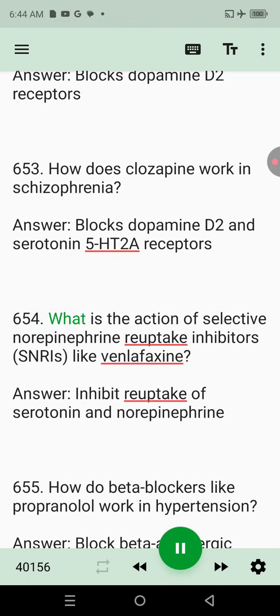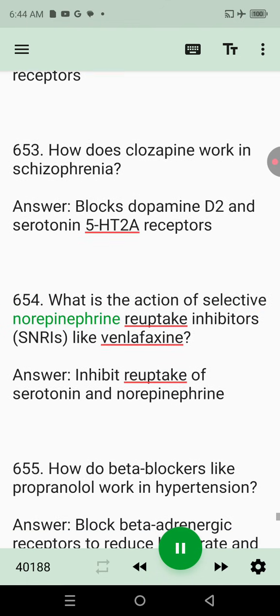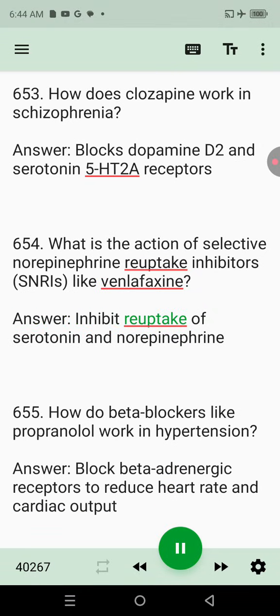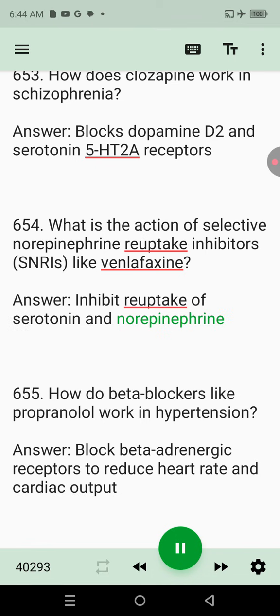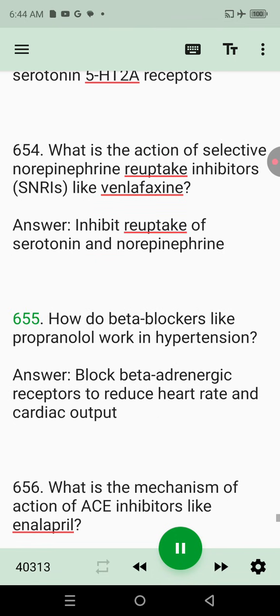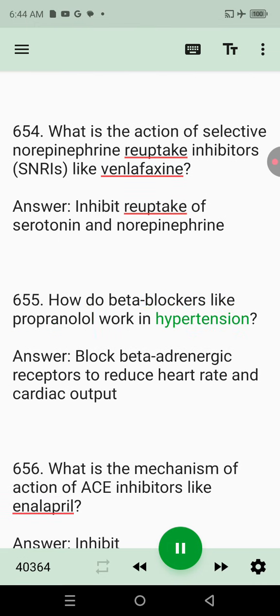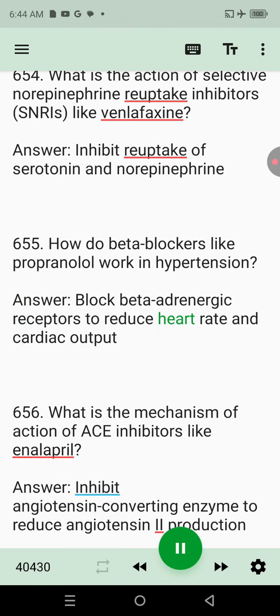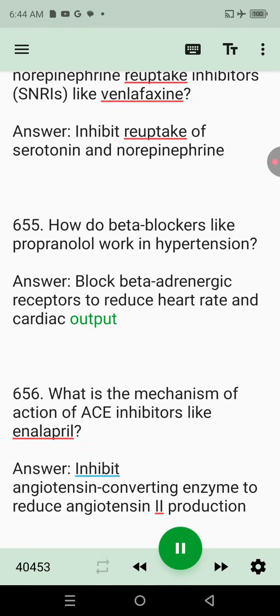654. What is the action of selective norepinephrine reuptake inhibitors SNRIs like venlafaxine? Answer. Inhibit reuptake of serotonin and norepinephrine. 655. How do beta blockers like propranolol work in hypertension? Answer. Block beta adrenergic receptors to reduce heart rate and cardiac output.